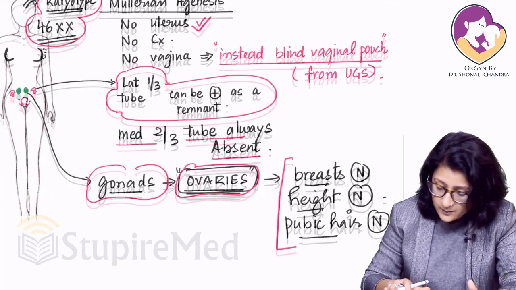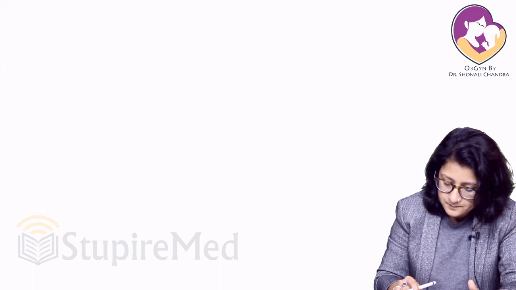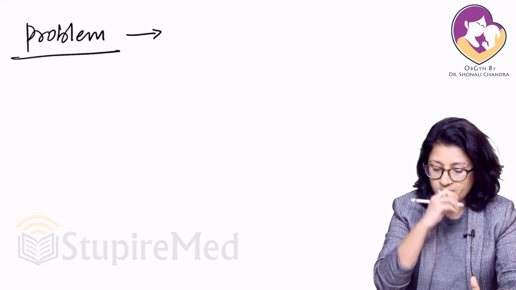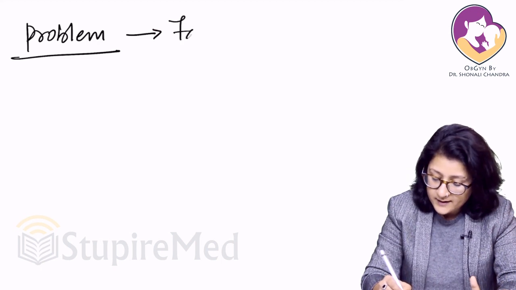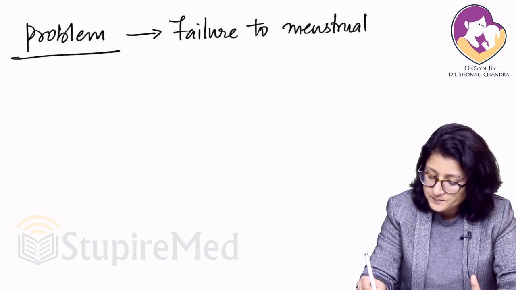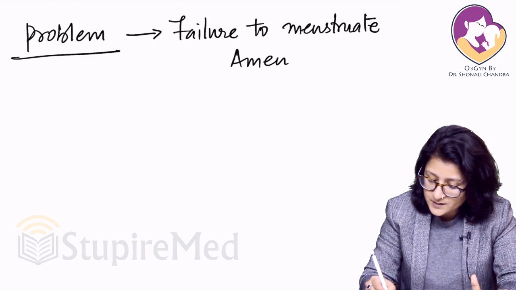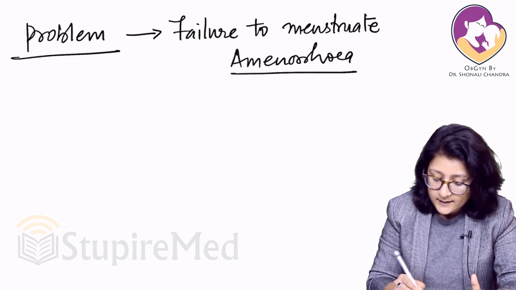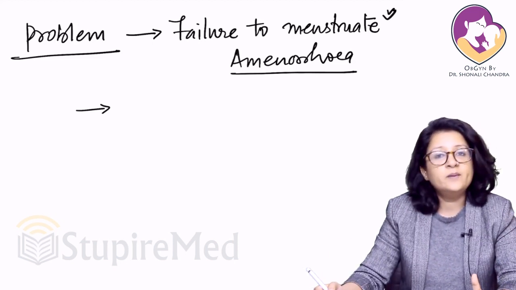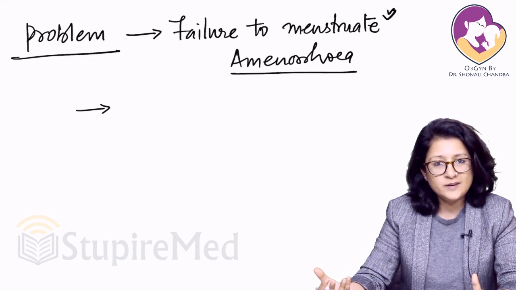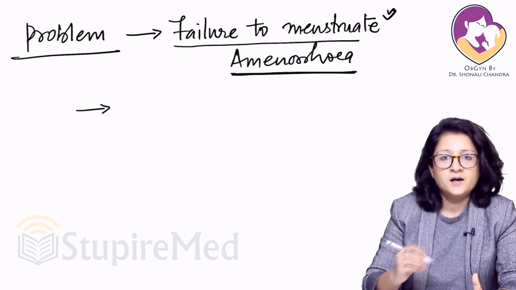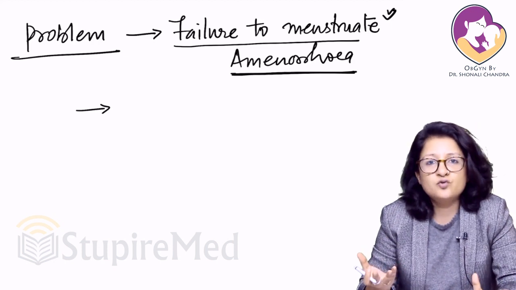Okay, so the problem with this woman is failure to menstruate, or amenorrhea, absence of menses, right? The other problem that is going to be there with her: can we do anything for this failure to menstruate? Do we create a uterus for her to bleed? No, it is not required. So this is something which will help us identify the woman, right? But we cannot help her menstruate, okay?